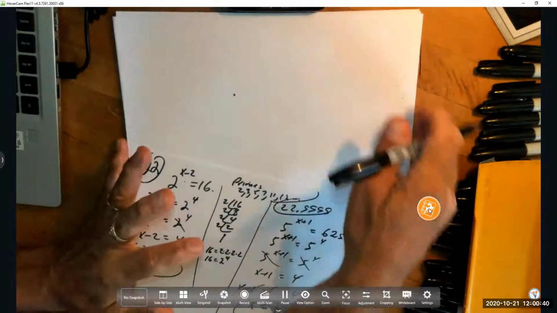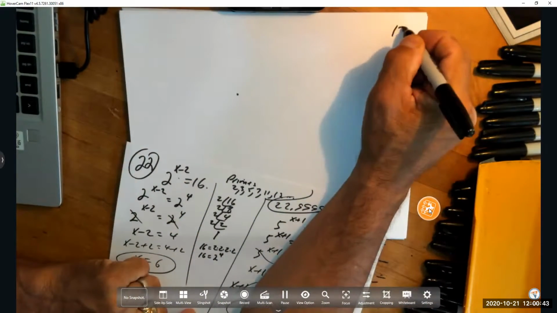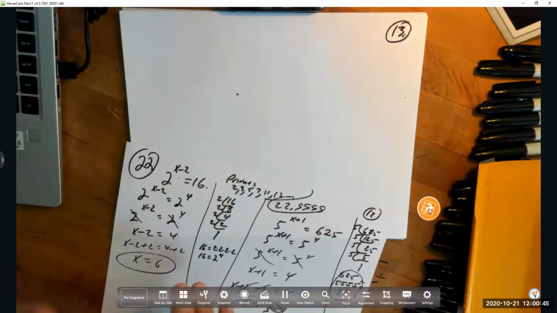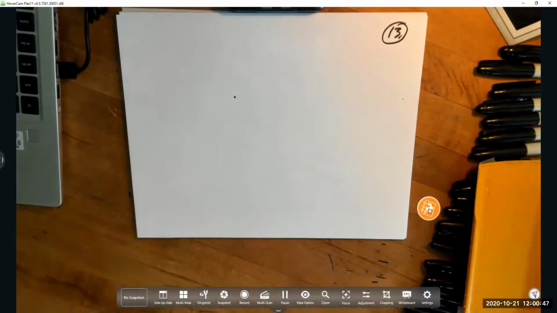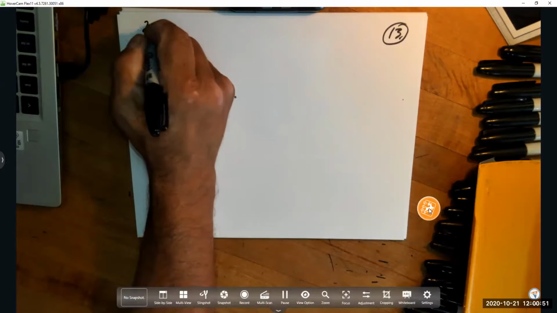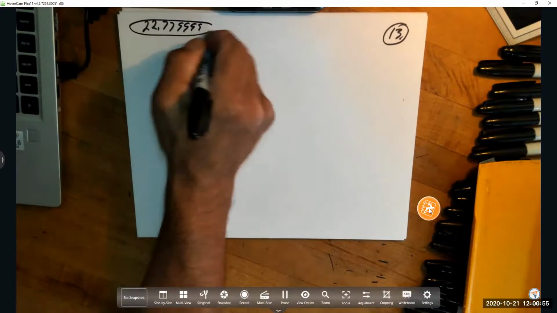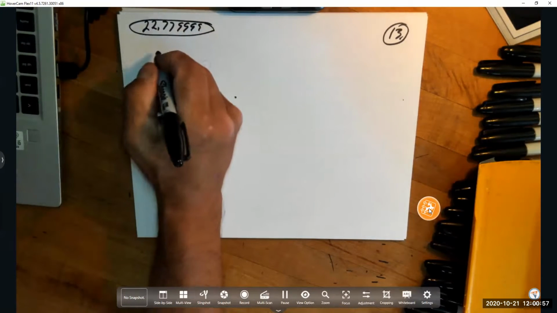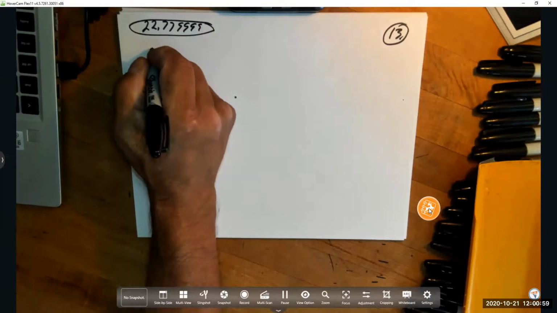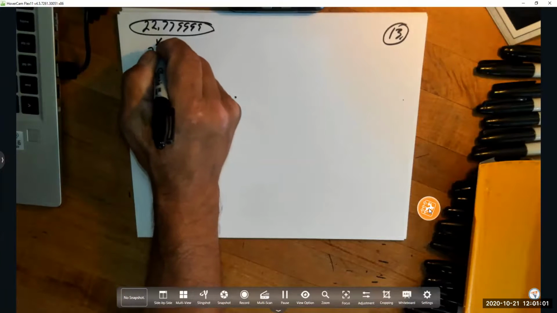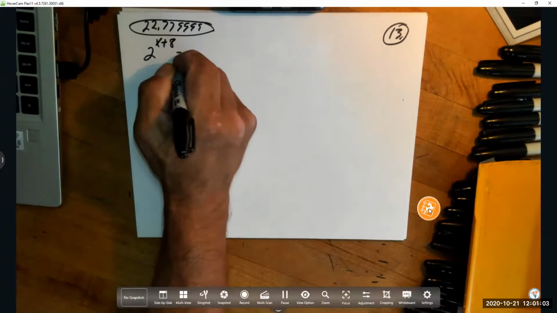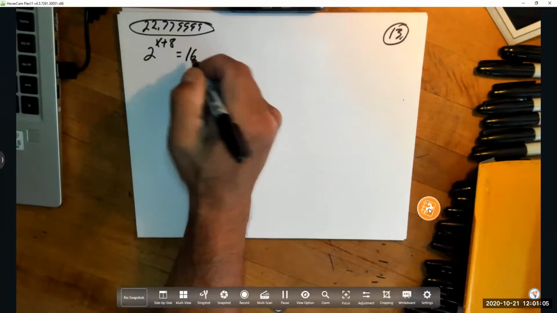Do two more of these things. If I can do two more of these things, then we'll be okay. All right, so let me do one more. Let's say 2 to the x plus 8 equals 16.